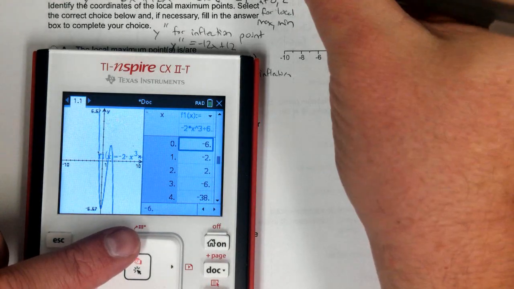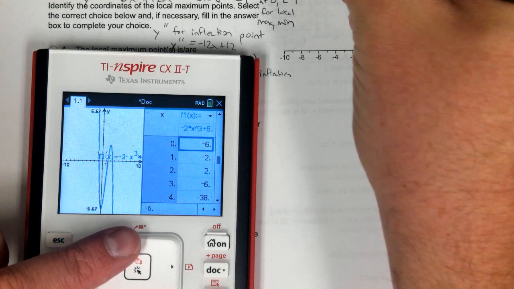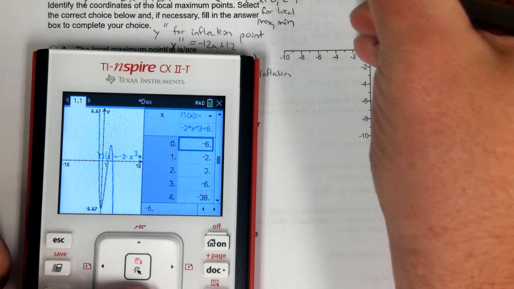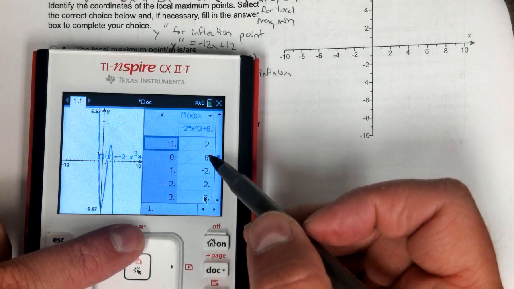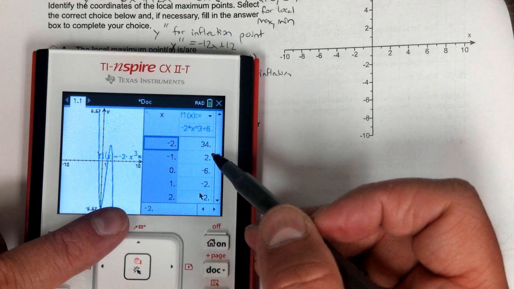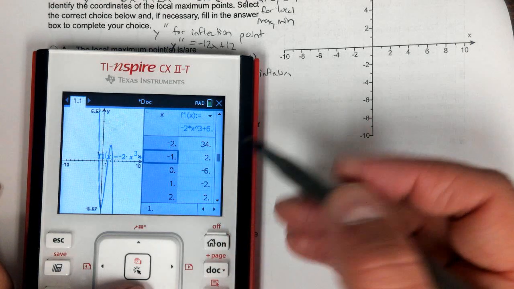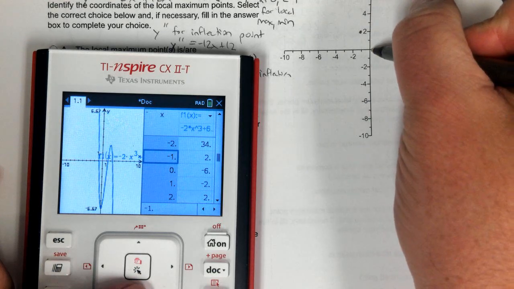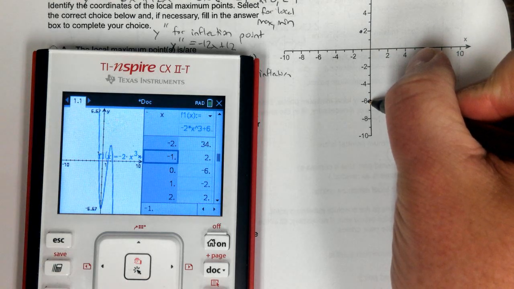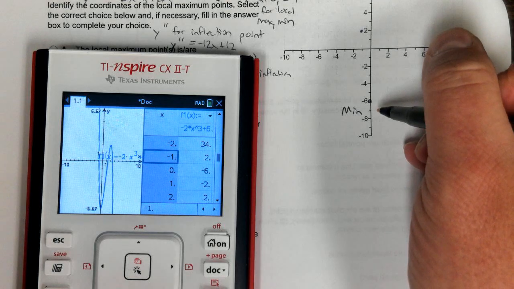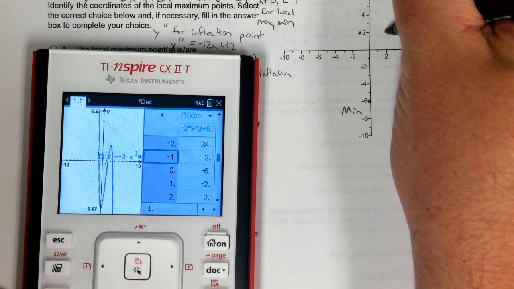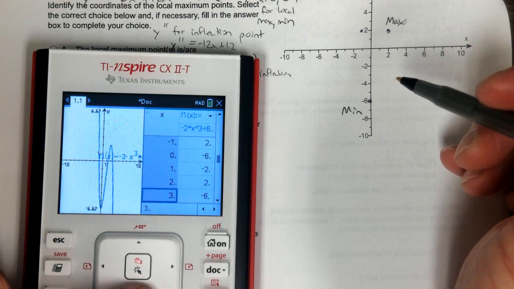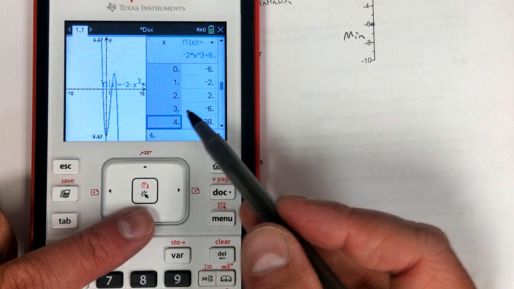So I want to go a little bit to the left. I don't want to use -234, that wouldn't make sense. I want to use -1,2. So -1,2 is here, 0, -6 is down here. This is my minimum. And then 2, 2, this is my maximum. And then after that it falls again, and I don't want to use 4, -38, so I'm going to use 3, -6.